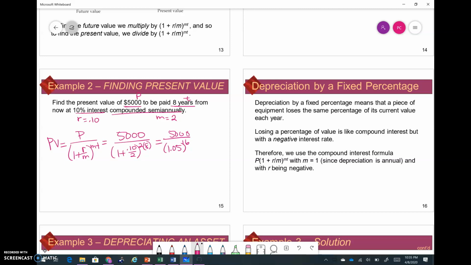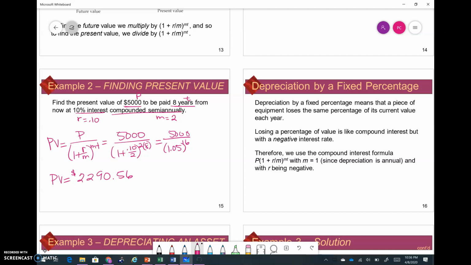Sorry, my calculator just gave me a really weird answer. There we go. So the present value would be 2,290.56. So in 8 years, if you need $5,000 at the end of 8 years with the given conditions, you would need to put in $2,290.56 now. That's what present value is.